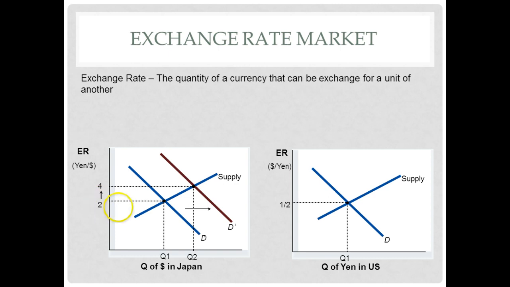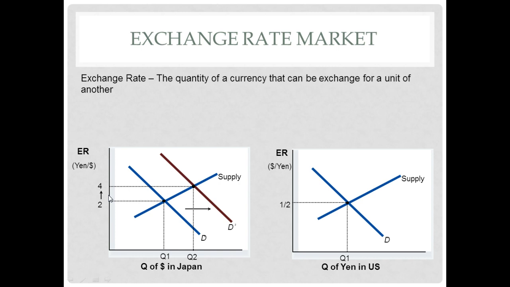So again, it used to be a moment ago that the Japanese had to give 2 yen in order to get a dollar. Now they have to give 4 because there's been an increase in demand. And again, that makes sense. The price of the dollar is the number of yen you get back. And like anything else, if the demand increases, the price must rise. So it went from 2 to 4.